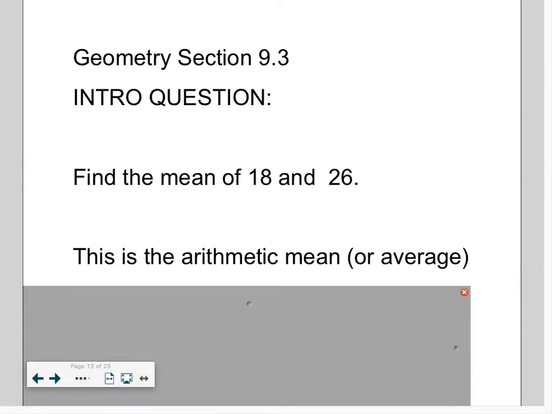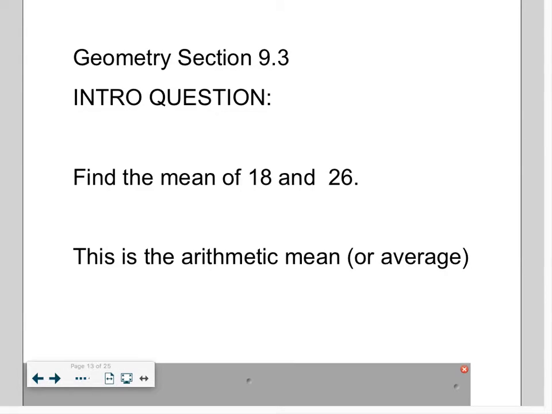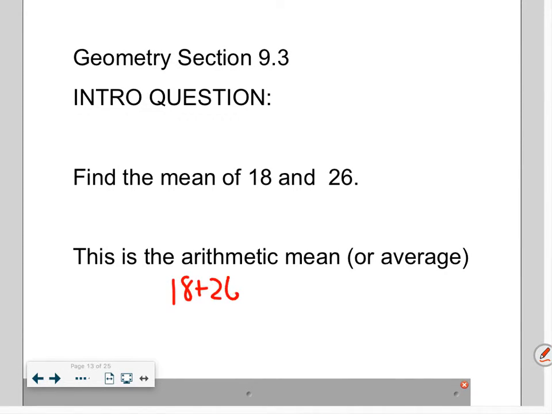It's the arithmetic mean, or the average. What you guys have been doing for a long time, probably since elementary school, is you add the two numbers together and you divide by 2. So that would give us 44 divided by 2, which is 22. And that's what you and I usually refer to as the mean, but that's technically what they call the arithmetic mean.